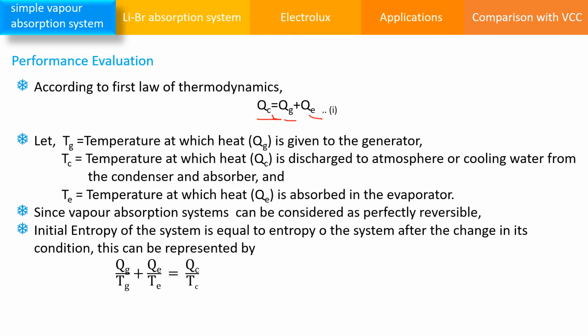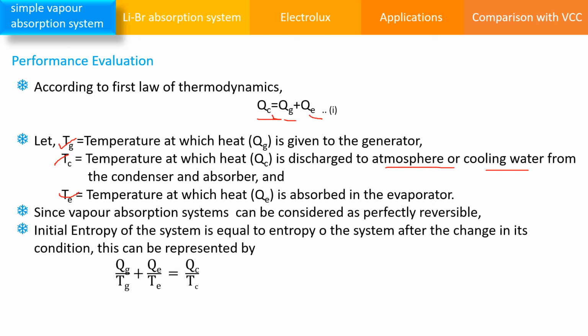Now let us consider these three points, the generator, evaporator and condenser, which have three temperatures. We are obviously looking at this for an ideal cycle. So let us assume there is a constant temperature TG in the generator at which the ammonia vapors are generated. There is a constant temperature TC in the condenser in which the phase change process takes place, and the heat is discharged to the atmosphere or the cooling water. Let us consider TE as the constant temperature in the evaporator, which is absorbing heat from the environment and converting the ammonia liquid into ammonia vapor.